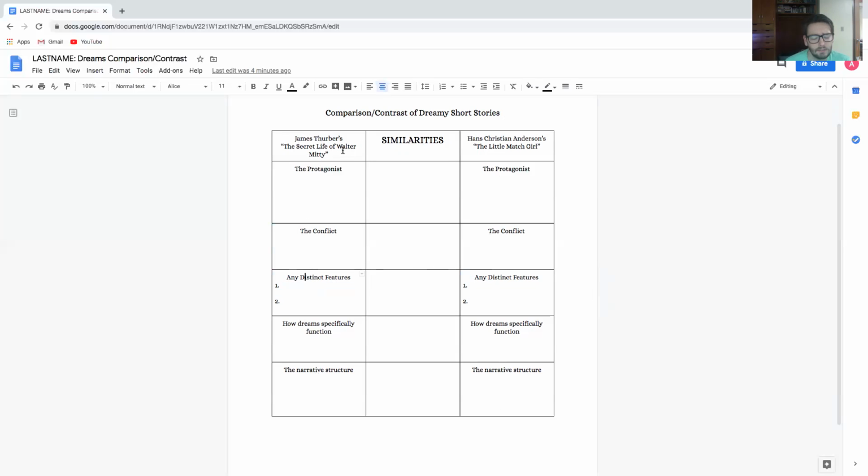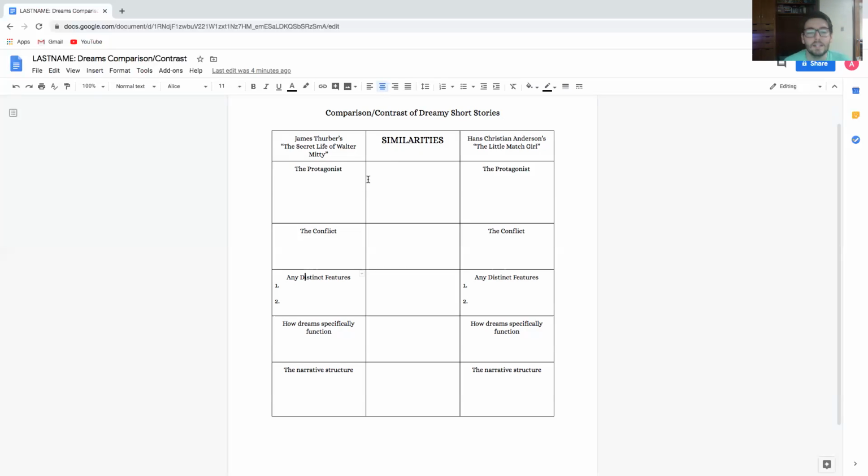So for Secret Life of Walter Mitty, you're just going to write how the protagonist is different from the protagonist in Little Match Girl. And don't just say, well, he's a guy and Little Match Girl's a girl. No, we know that. You guys know what I expect. Take it a little bit further. Maybe that Walter uses his dreams in a little different way than the Little Match Girl uses her dreams. Maybe you could talk about that. Maybe you could talk about how Walter is a much older person and the Little Match Girl is just a very younger person. So naturally their dreams are going to be a little bit different in how they do that.